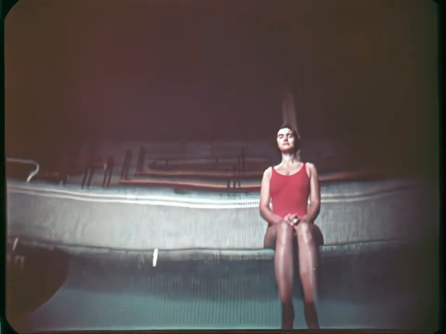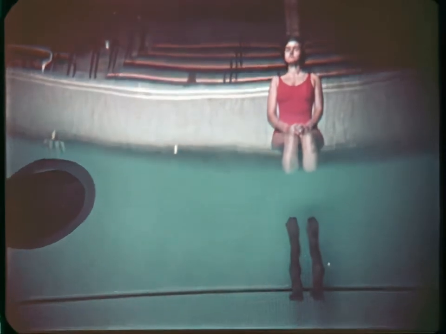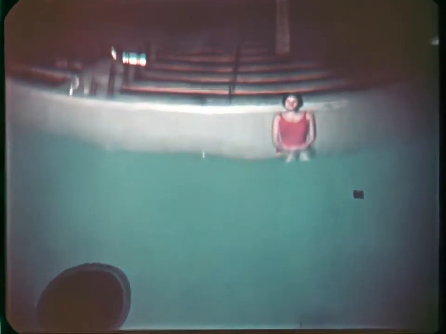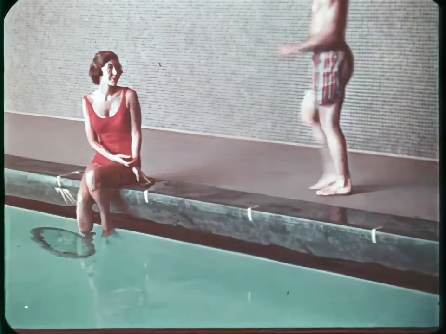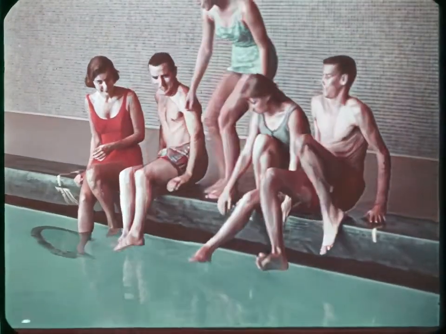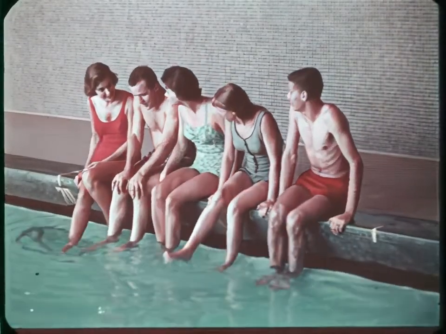Let's try it again. This time we'll tilt the camera up in the air, and there she is. It's a lot of fun to see what happens with a bunch of swimmers. Strange looking sight, isn't it? Remember, if the diver is to see this, the water must be perfectly still.